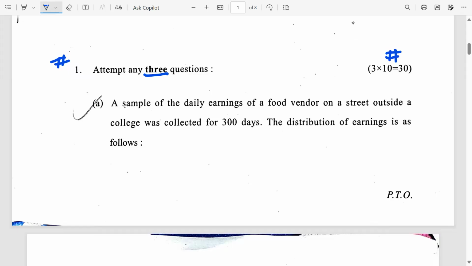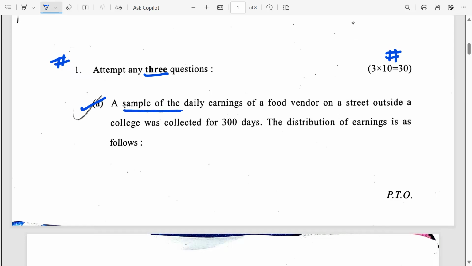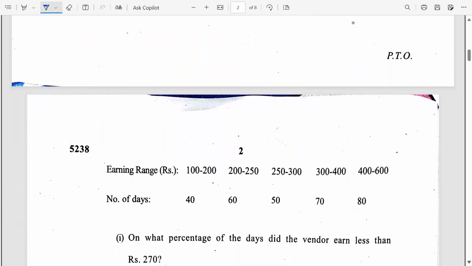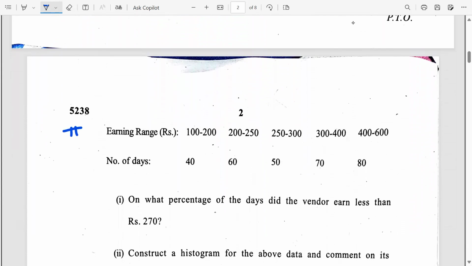So let's read question 1, part A. A sample of daily earnings of a food vendor on a street outside a college was collected for 300 days. So we are given a sample of the amount of daily earnings a food vendor can earn outside a college. We are given the distribution of earnings as follows. So it's a continuous distribution. All students can see earning range in rupees, 100 to 200, 200 to 250, 250 to 300, 300 to 400, 400 to 600. You can see that the class intervals have different sizes.